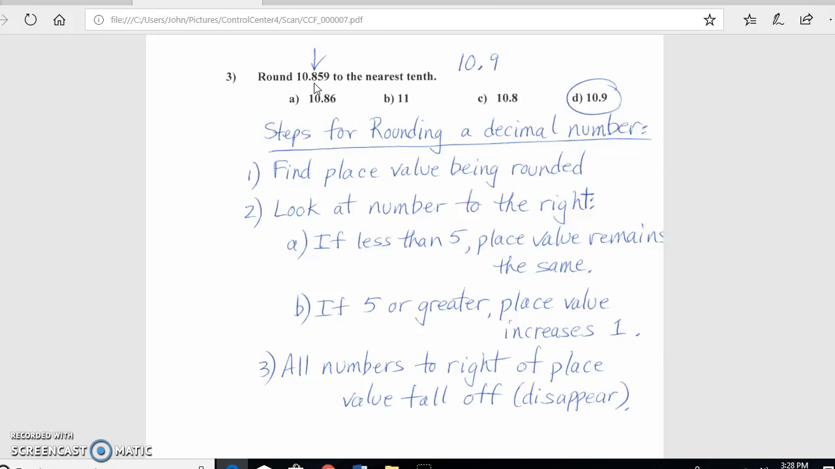The 8 is going to be rounded up to a 9. And then after that, all of the digits to the right of that fall away. So we have 10 and 9/10 is our final answer, and that would be letter D.